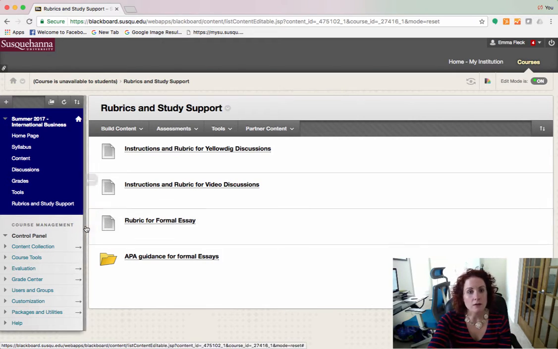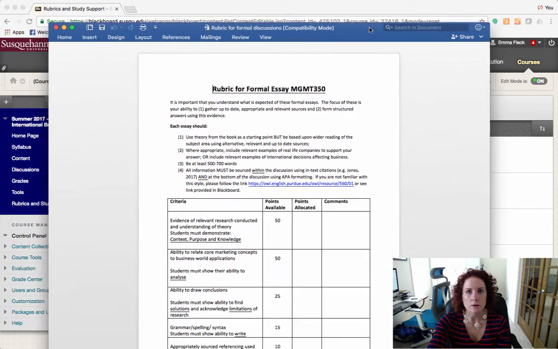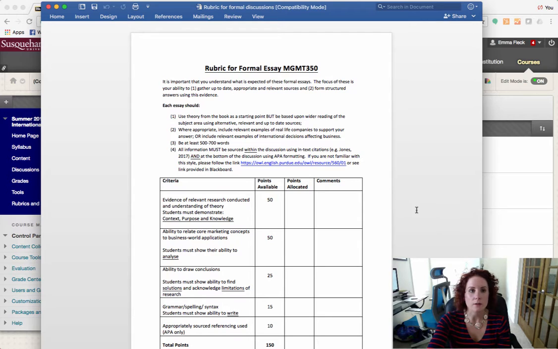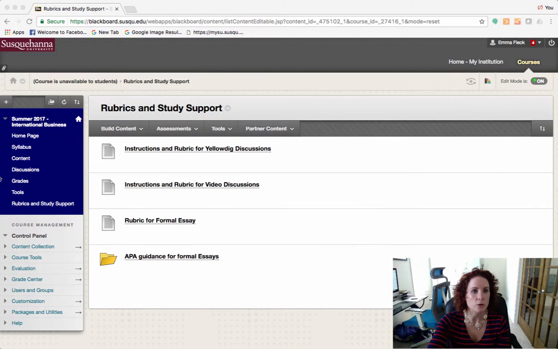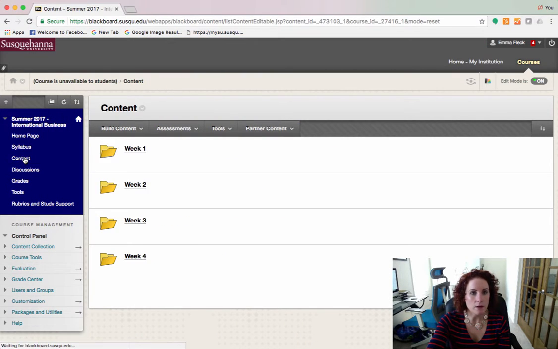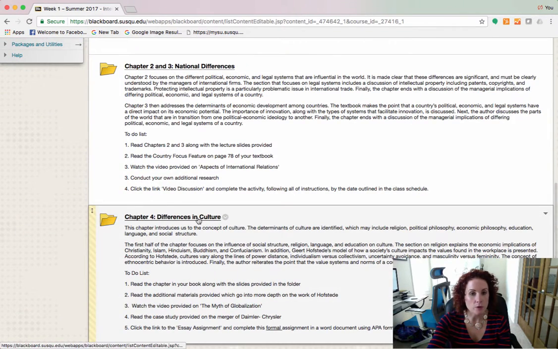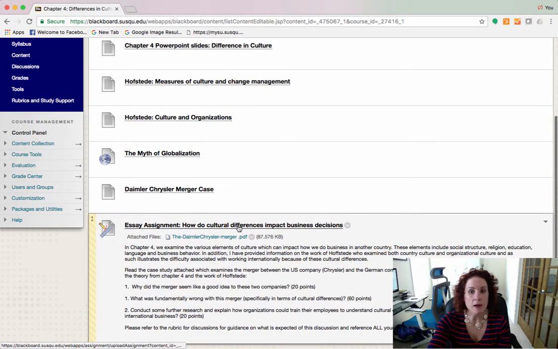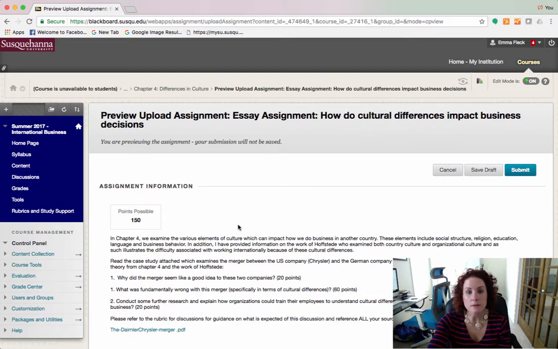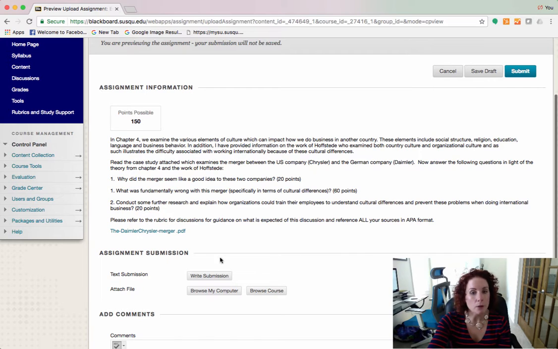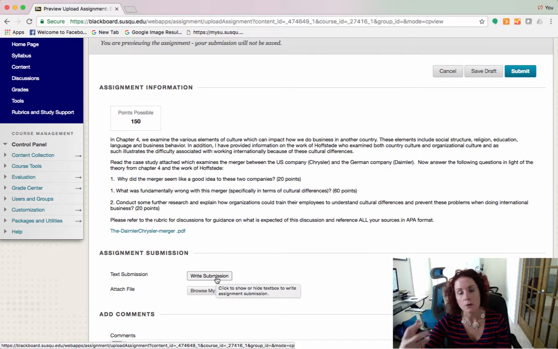So you click on the rubric for formal essay, which gives you these instructions right here. And let's look through that. Once again, just to show you in the content area, week 1 is associated with chapter 4, differences in culture. And once you go in there, this is your essay assignment, and this is the area where you will write your submission and upload it for me to grade.